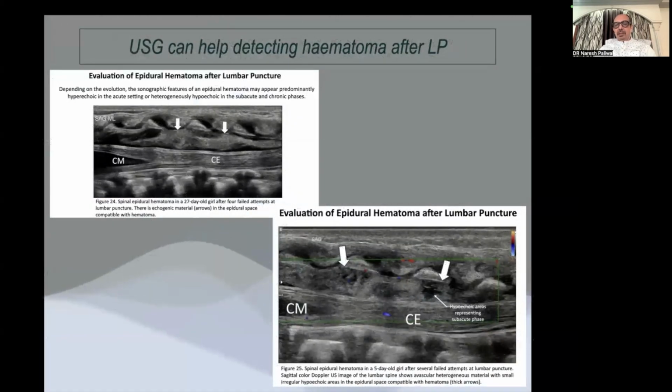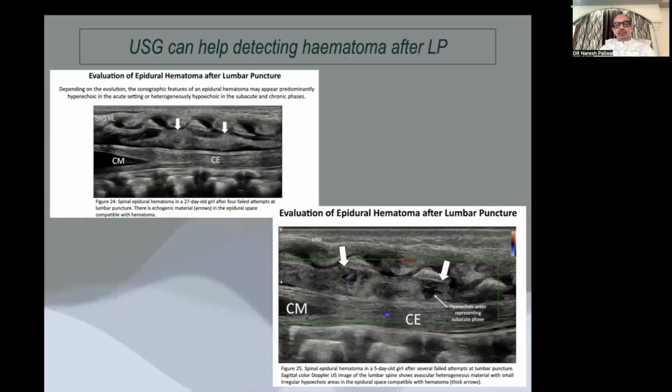Ultrasound can also be helpful for detecting hematoma. If you think you have caused some trauma to the cord or some epidural space during your performance of the spinal, you can immediately see with ultrasound. You can nicely see the evaluation of epidural hematoma after lumbar puncture.